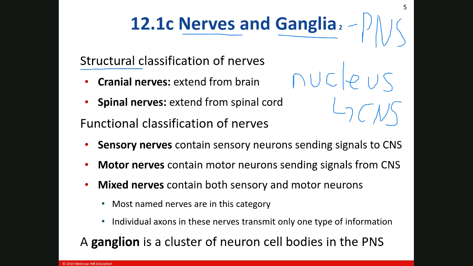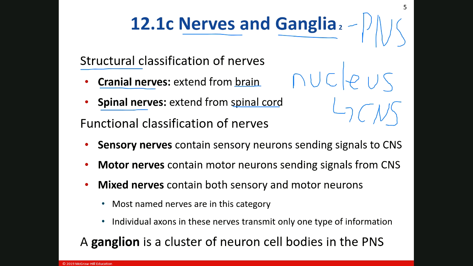Both will be, well, I shouldn't say both. Spinal nerves are mixed nerves. Not all the cranial nerves are mixed nerves. You have some cranial nerves which are motor nerves, some are sensory, then some are both. But to keep it real easy, if you see a nerve coming off the brain, it's a cranial nerve. If you see it coming off the spinal cord, it's a spinal nerve.